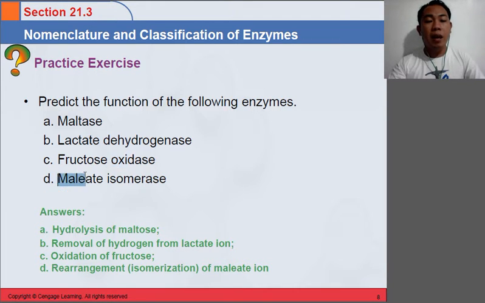Then letter D, we have the malate isomerase. This is responsible in the rearrangement, or what we call in chemistry isomerization of the malate ion. Okay, so these are different types of enzymes with their functions. So that means when we see these enzymes, it tells us their functions, and at the same time, it gives us a hint with their names.